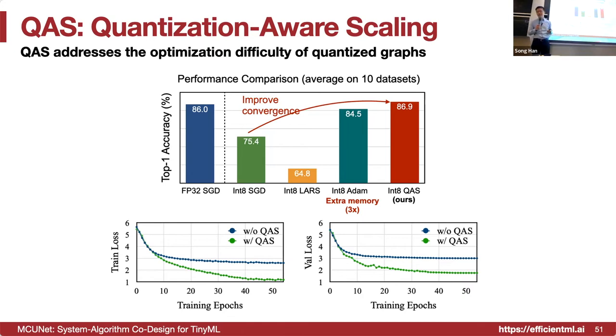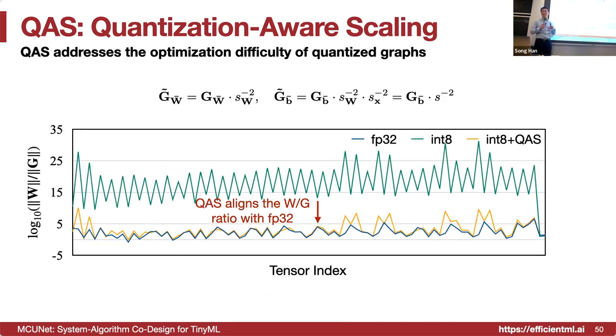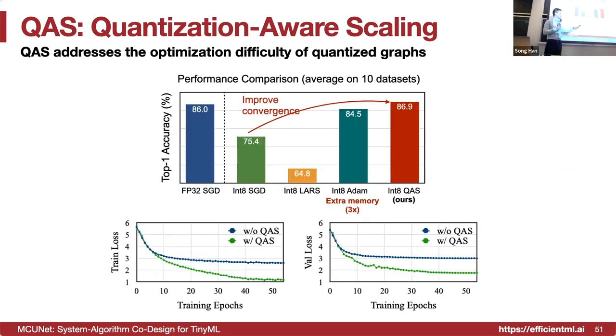So very simple technique. The mathematical derivation is pretty long, but the conclusion is super simple. It's just maybe two lines of code. Just multiply this SW to the power of two, which is a value larger than one, with your gradient. Maybe just one line of code actually, and it can significantly reduce the training loss, inference loss, and improve the accuracy.